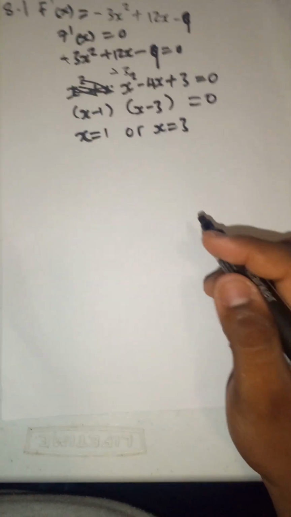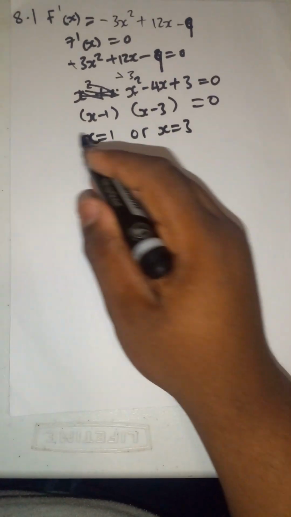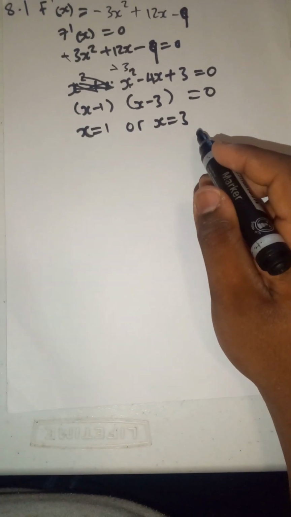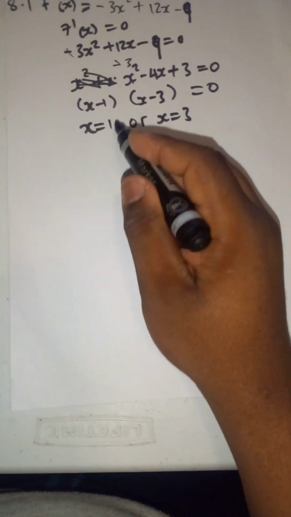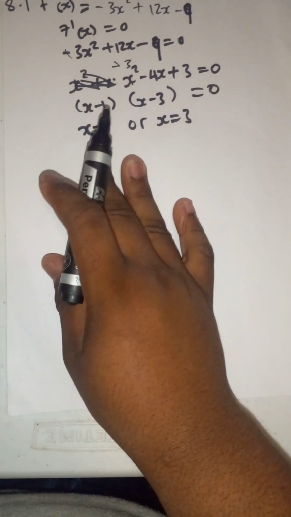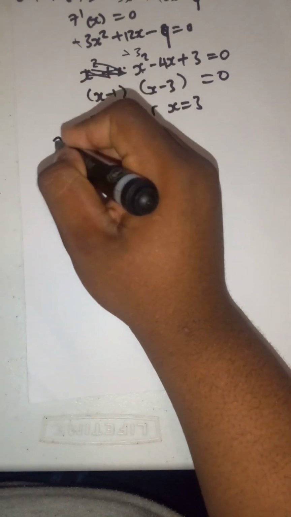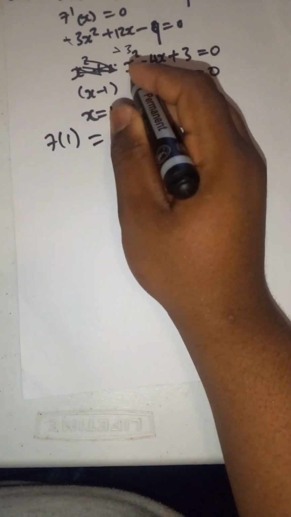Okay, and then after that, these are your x values, right? And now you are going to take the values of x to the original equation. Where there is x, you put 1. So let's start with 1. You're going to see f of 1 like this. You're going to substitute in the original equation.